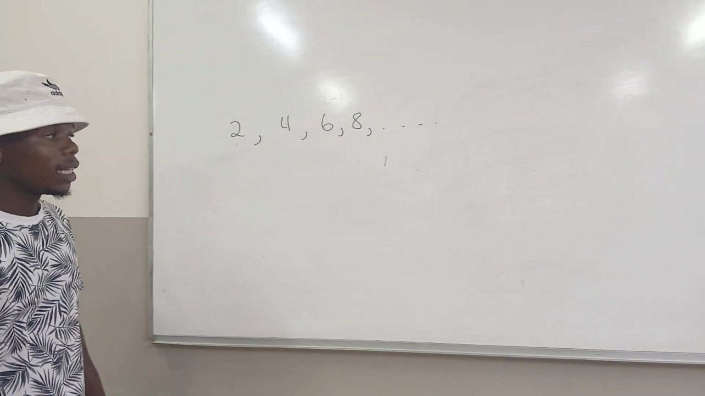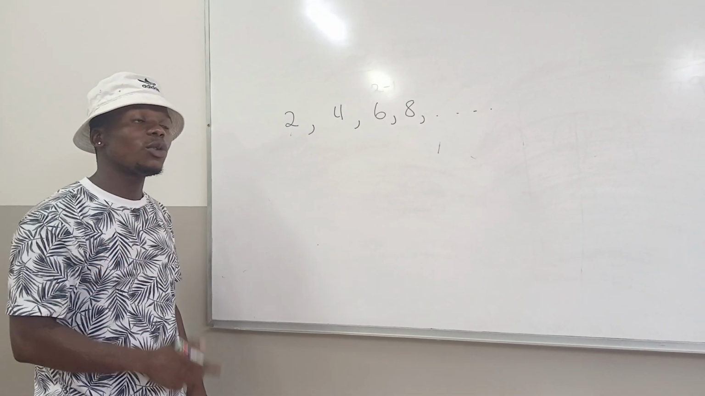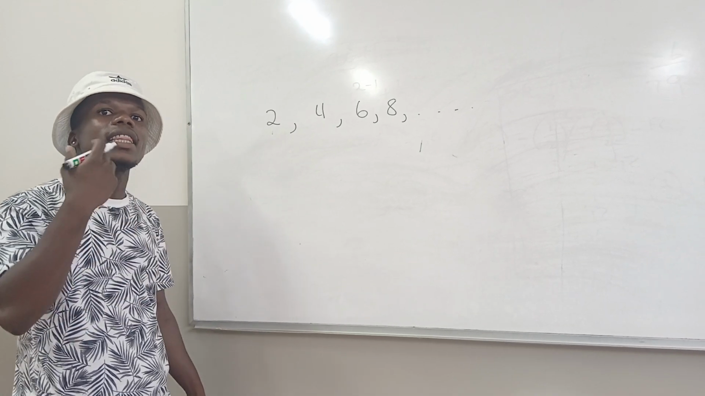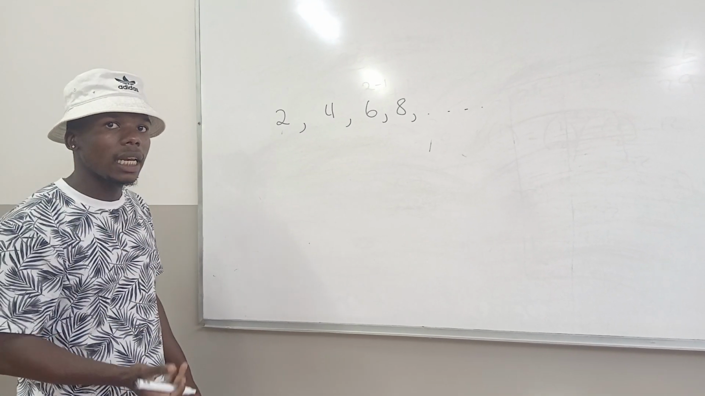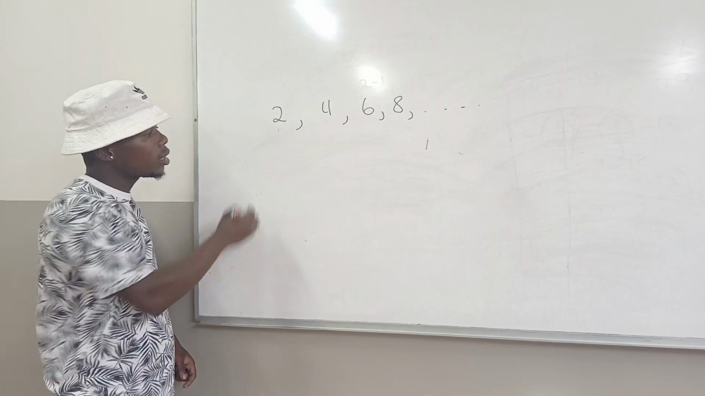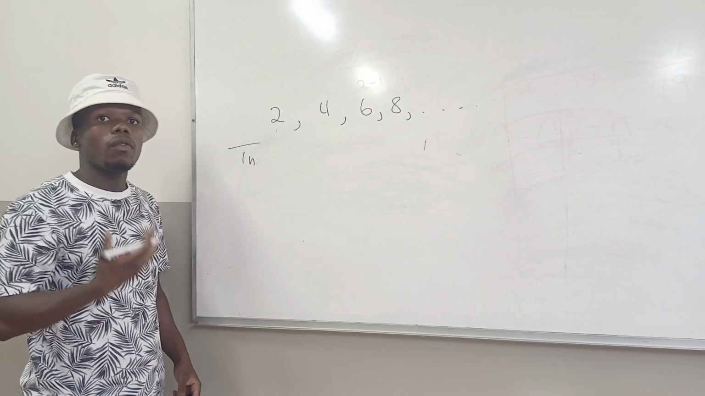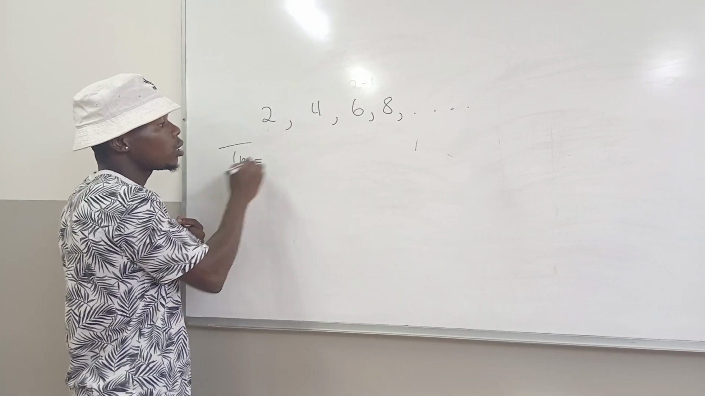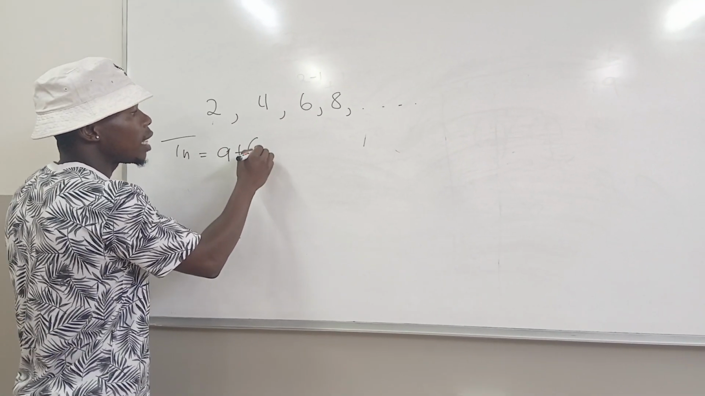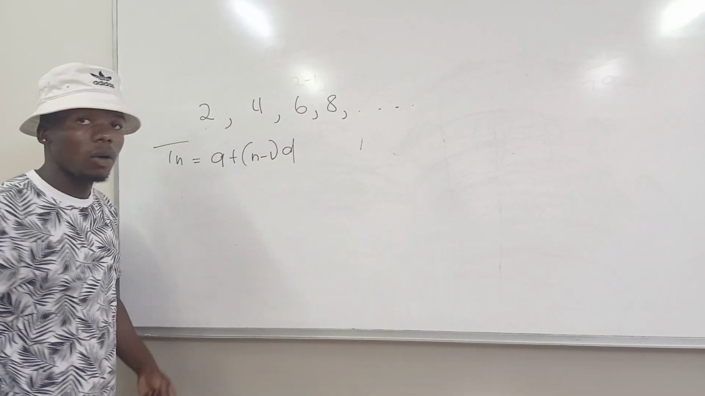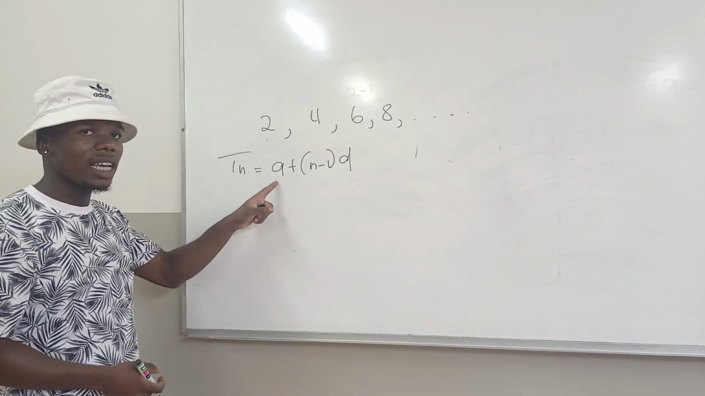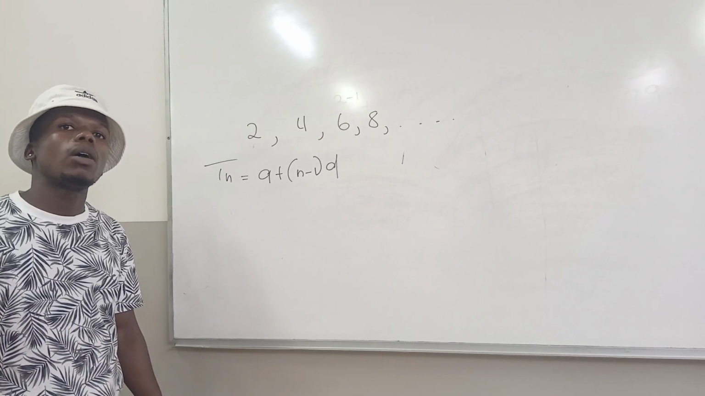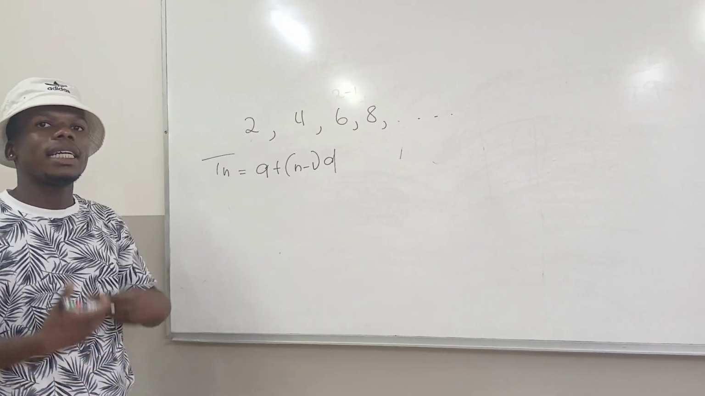Are we good? Then the examiner comes and says to you, find the general term of the sequence. Or he can say, find the nth term, or find Tn. Remember, the general term of a linear sequence or arithmetic sequence is Tn equals a plus (n minus 1) multiplied by the difference. What is a? A is my first term in the sequence. N is the number of terms. D is my difference.